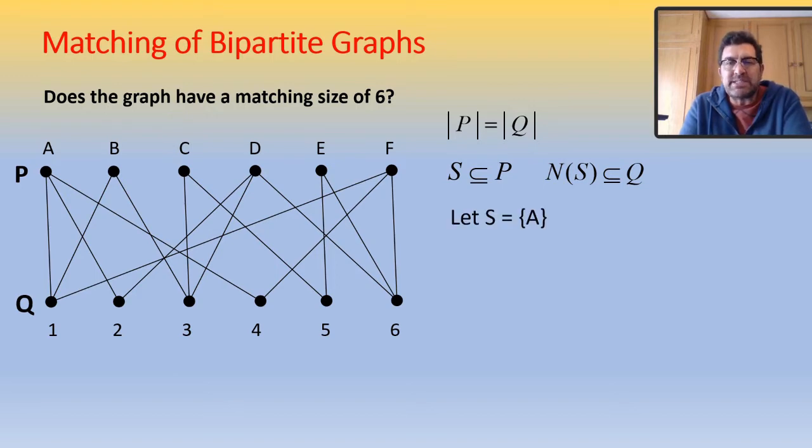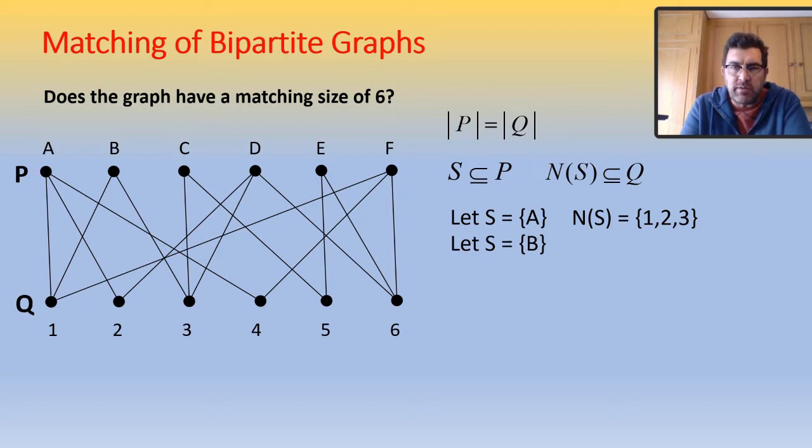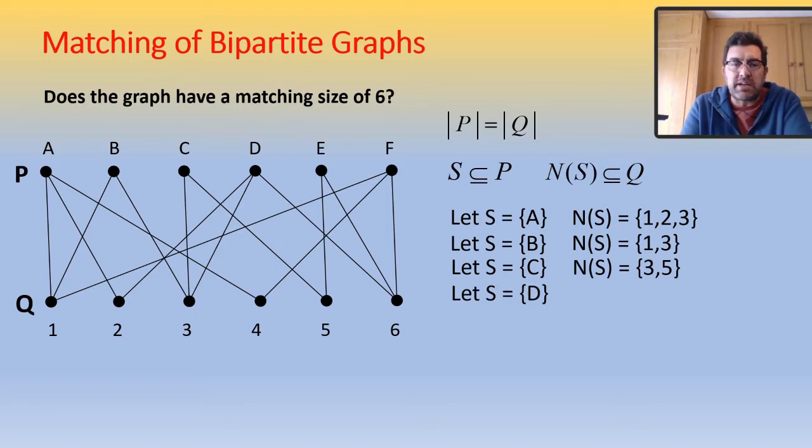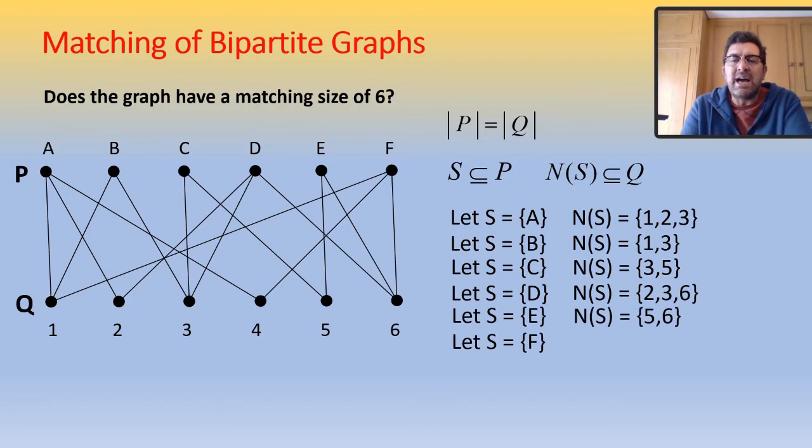Let the subset be A. A maps onto 3 elements in the neighborhood. So that is true and we are happy with that. Subset B maps onto 2 elements, so we're still happy. N of S is still bigger than S. It can be bigger than or equal to. Remember, that's Hall's marriage theorem's condition. Okay, C maps onto 3 and 5, which is 2, so it's still bigger. Set D maps onto 3 elements. Set E maps onto 2, and set F maps onto 3 elements.